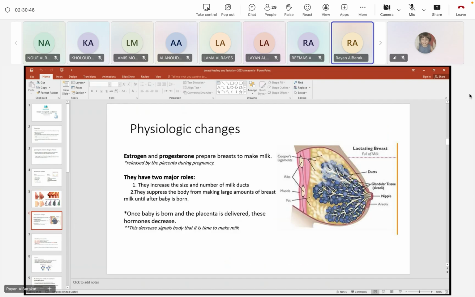When we go to the physiological changes, estrogen and progesterone prepare the breast to make milk, and these are produced by the placenta during pregnancy. They have two major roles. They increase the size and number of milk ducts, and they suppress the body from making a large amount of breast milk until after the baby is born. Because they are produced by the placenta, they will be there as long as the placenta is there.